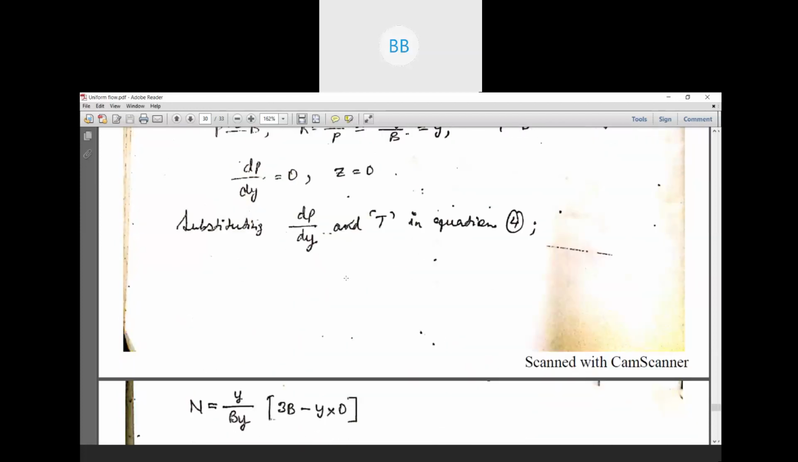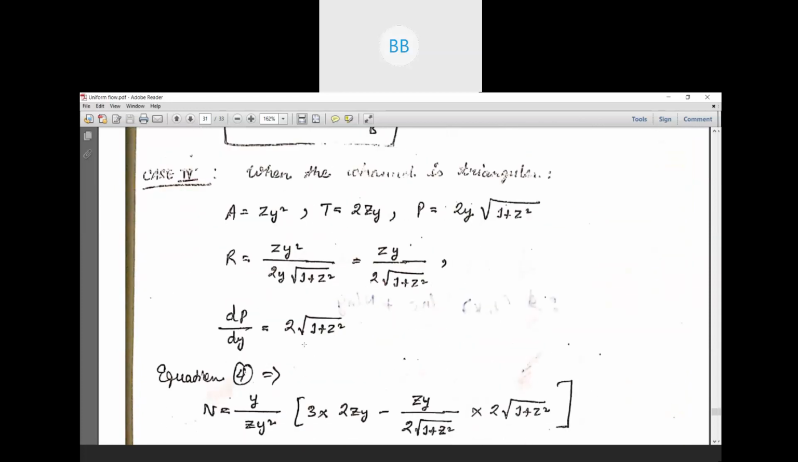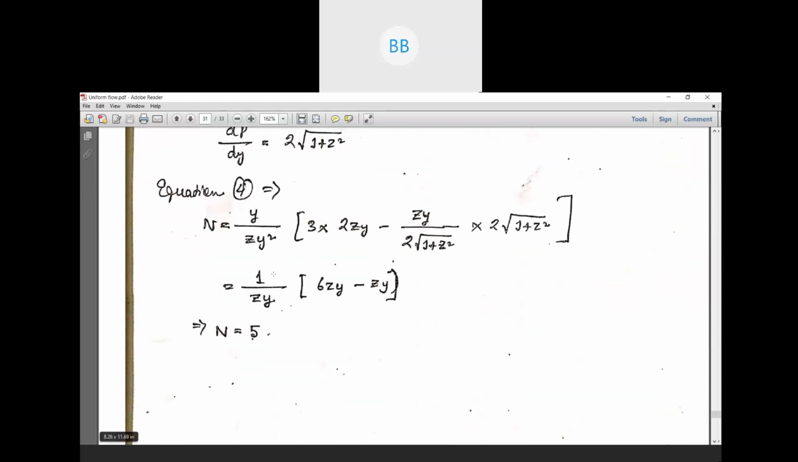Similarly, we can also go for rectangular and triangular. So see, for triangular, we will get the n value as 5. You can see here. Those things you can do again.